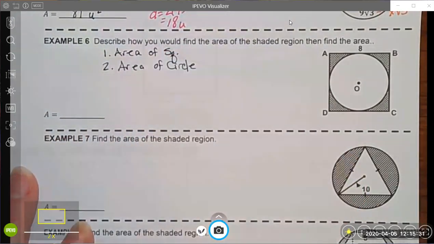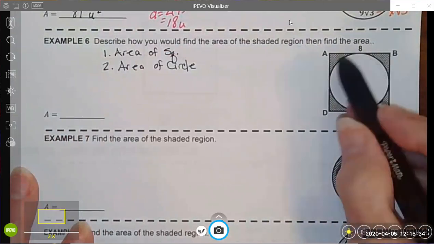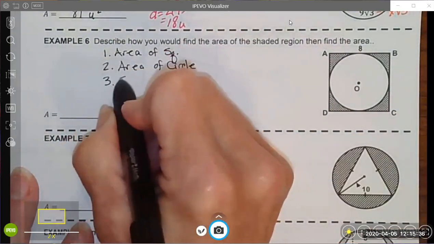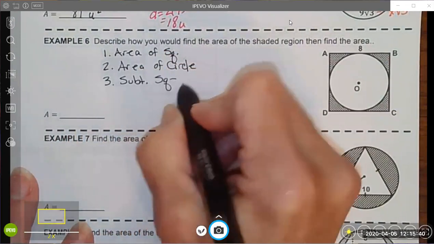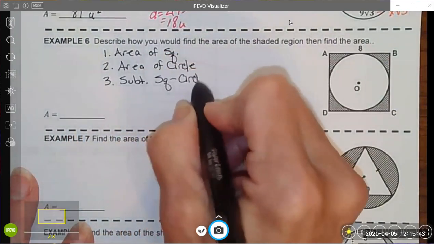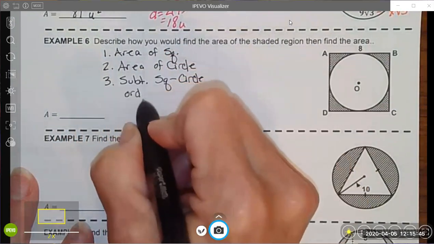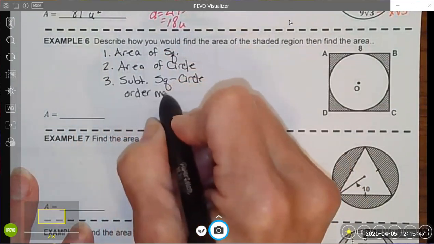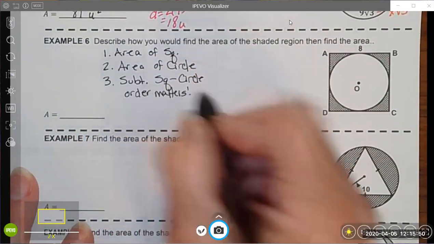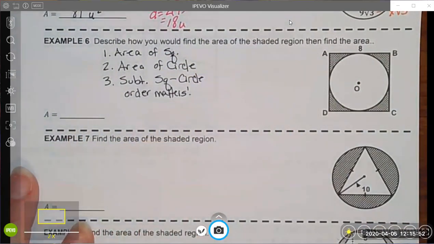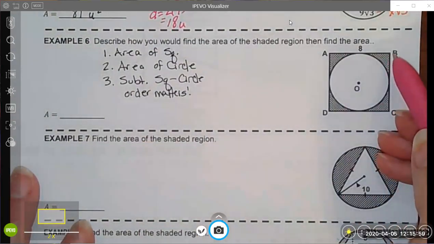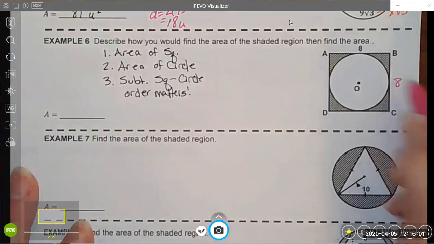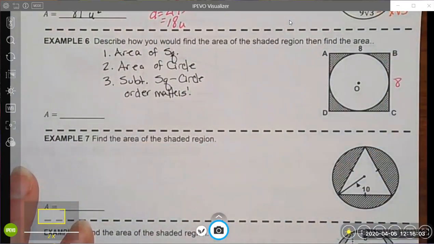And then finally, to find the area of just the shaded region, I'm going to subtract these two. I'm going to subtract the square minus the circle. And I remember that when you're doing subtraction, order matters, and I need to be careful with that. If I look at this problem, I see that the side of my square is 8. Because it's a square, each side is going to be 8.